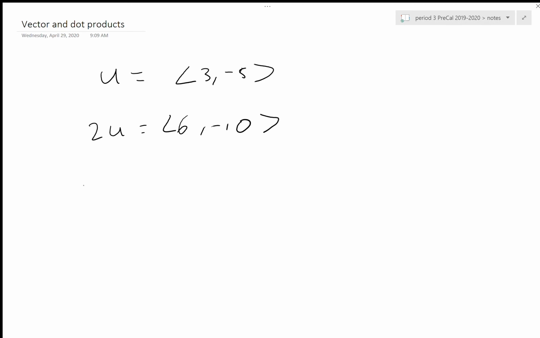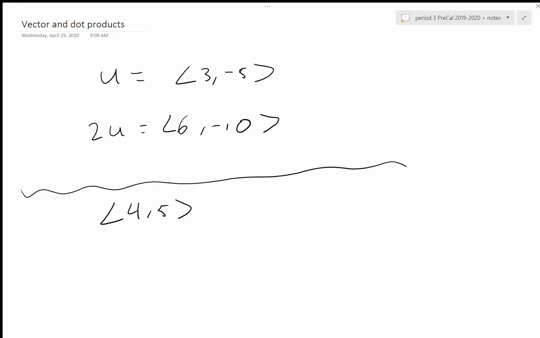So what we're going to be doing today is, for example, the vector 4, 5 times the vector 2, 3. We're doing like multiplying and then the addition at the same time.